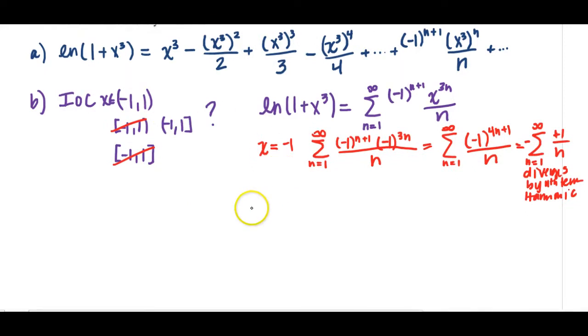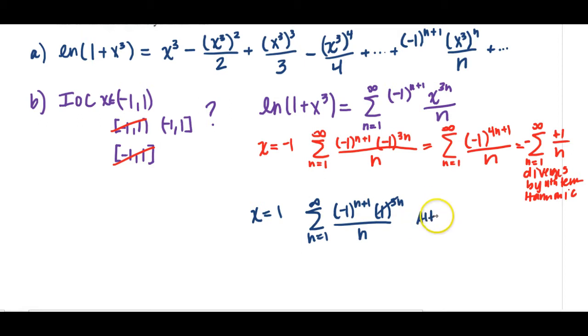substitute in +1. So when I substitute +1 into the x value, I have the sum from n equals 1 to infinity, (-1)^(n+1), and then I'm going to have a (+1)^(3n) over n. So now 1 to the anything is just 1. So it's like this isn't even here. This is just like a 1. So this is (-1)^(n+1) over n, which is the alternating harmonic series, which we know does converge. So this converges by the alternating series test. So I should have written converges somewhere.